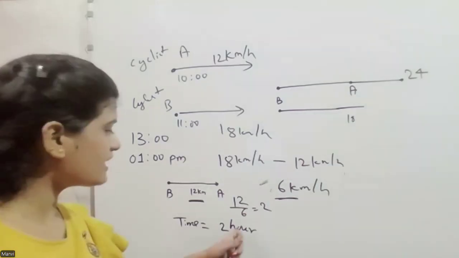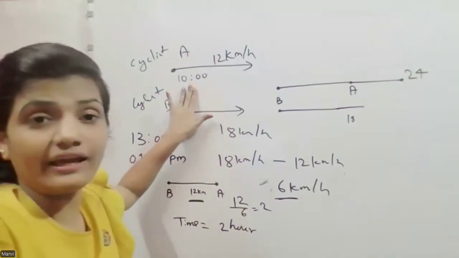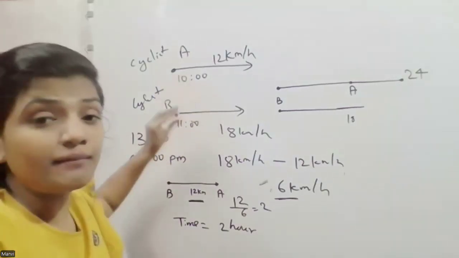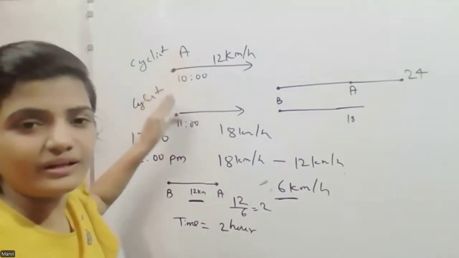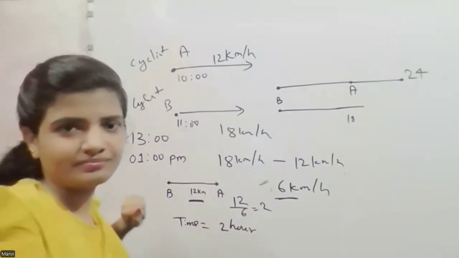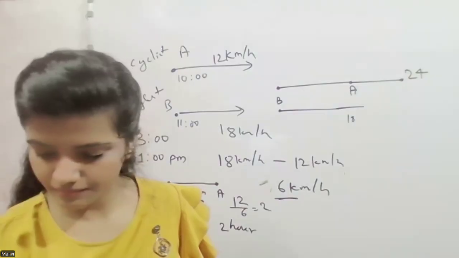Right. So 2 hours is not the answer. Okay, don't get confused. Why do you add 2 hours in A? No. You need to say at what time B catches A. B needs to catch A, not A needs to catch B. Right? Right.